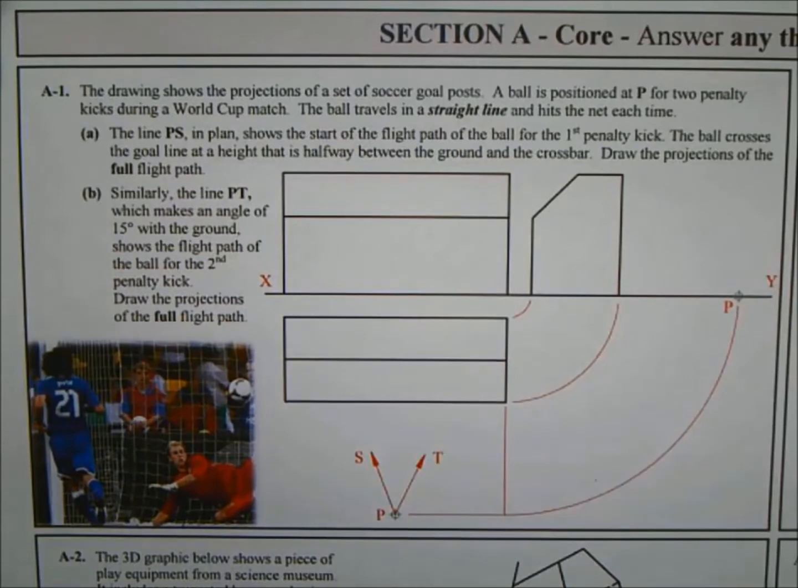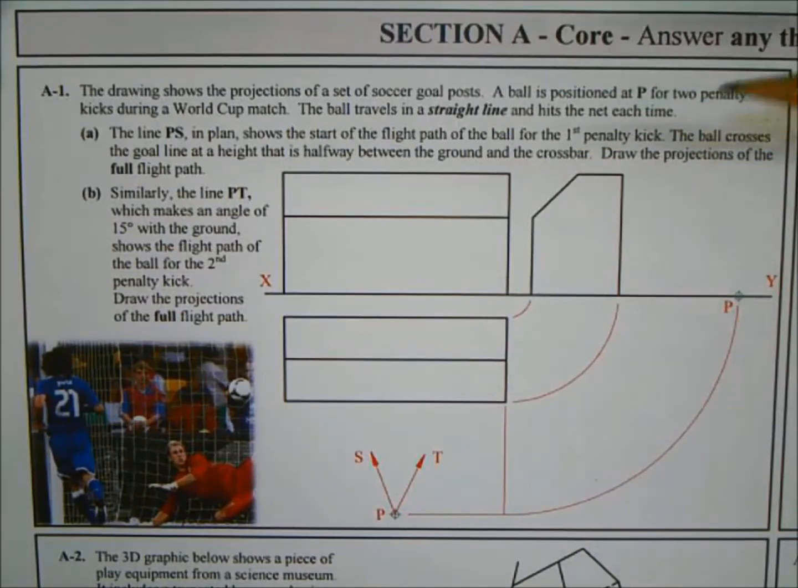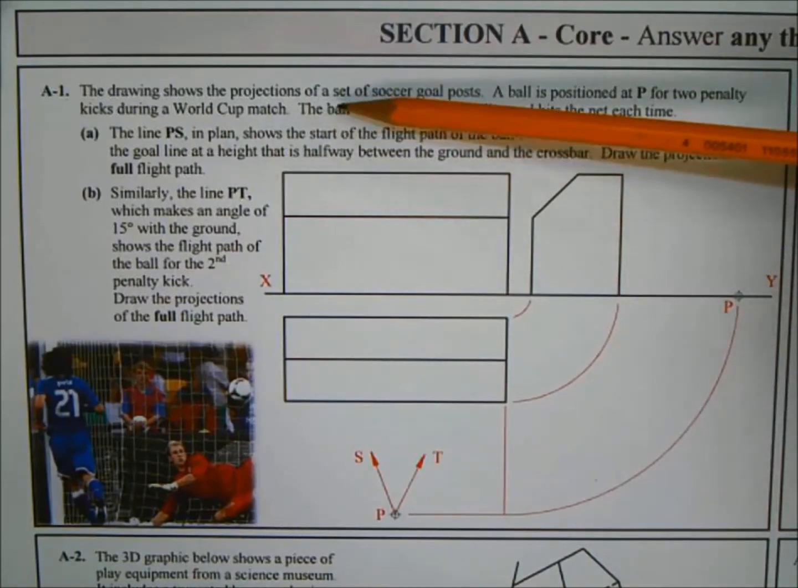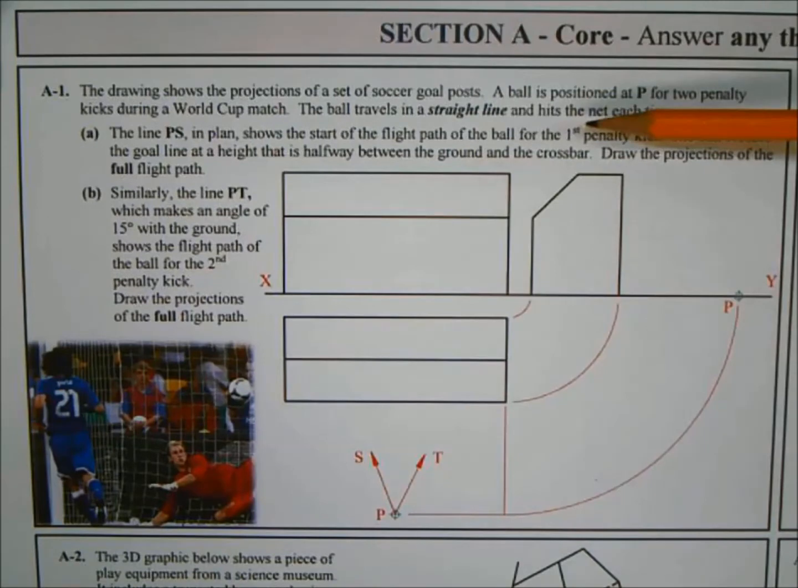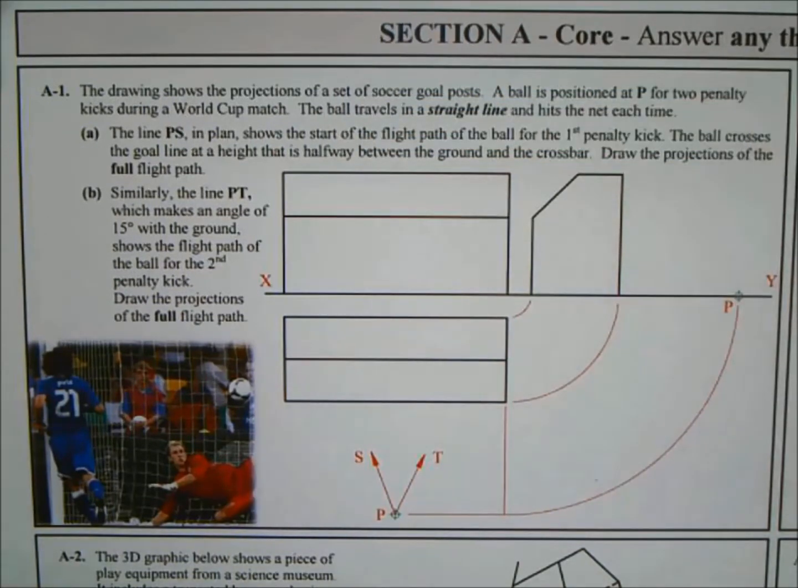The drawing shows the projections of a set of soccer goal posts. The ball is positioned at point P for 2 penalty kicks during a World Cup match. The ball travels in a straight line and hits the net each time. So that's important. Part A. The line PS in plan shows the start of the flight path of the ball for the first penalty kick. The ball crosses the goal line at a height that is halfway between the ground and the crossbar. Draw the projections of the full flight path.